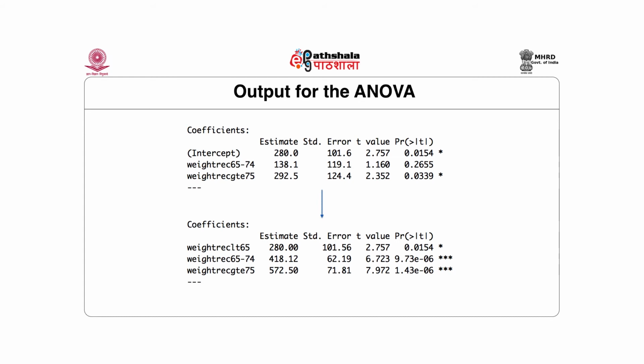And then the next level was weight recorded, the weight of the 65 to 74 kilogram category. And the estimate here was 138. So the first one was 280 and the next was 138. What that gave you was that relative to some sort of a theoretical 0, there was an increment of 138 over there. Doesn't make very intuitive sense, does it? And then the third category was greater than or equal to 75 kilogram category, and you can see that you have to increment by a further 292.